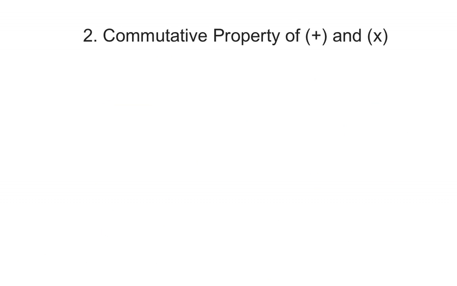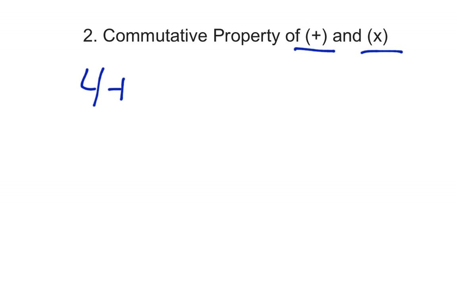Next property is called the commutative property of addition and multiplication. Same as before, there are 2 types here. It's the commutative property of addition if in the problem everything's being added. A different property is the commutative property of multiplication, and that's if the problem has everything being multiplied. So let's go ahead and look at those 2 things. We'll keep it fairly simple here.